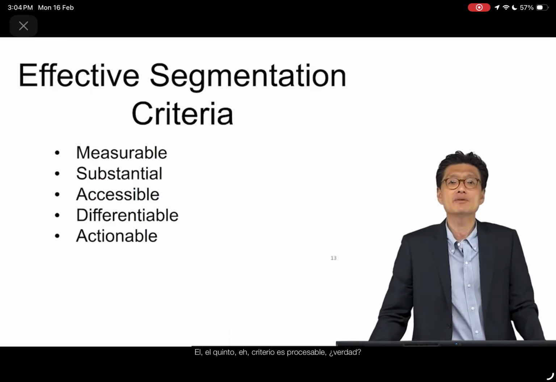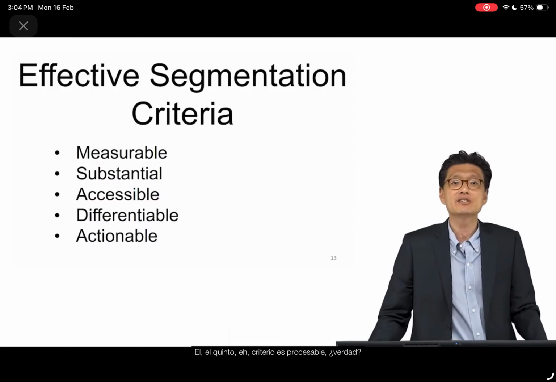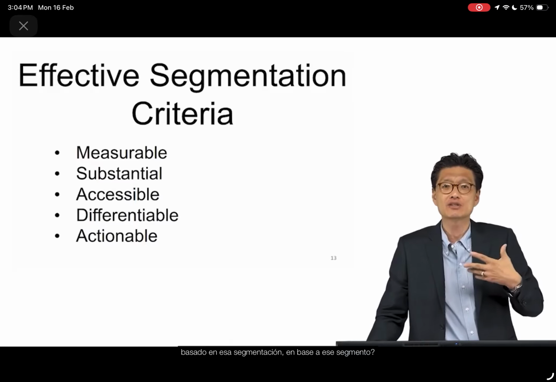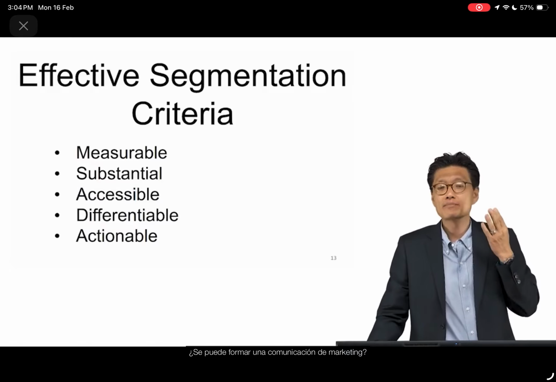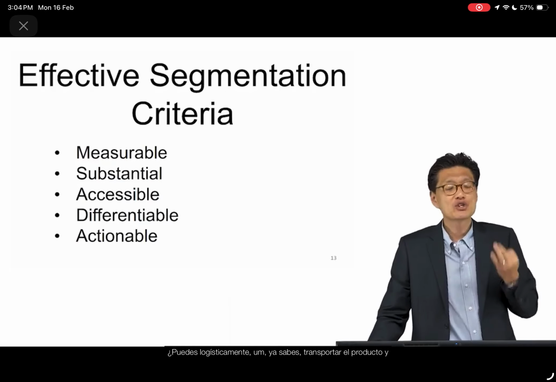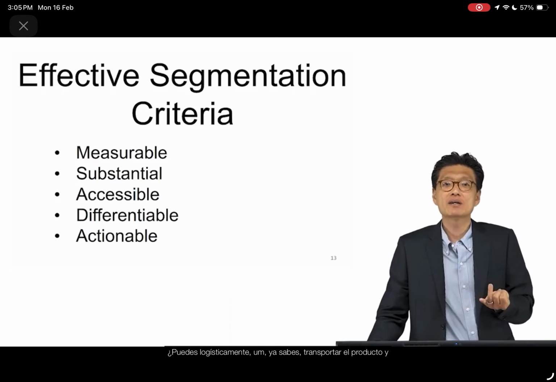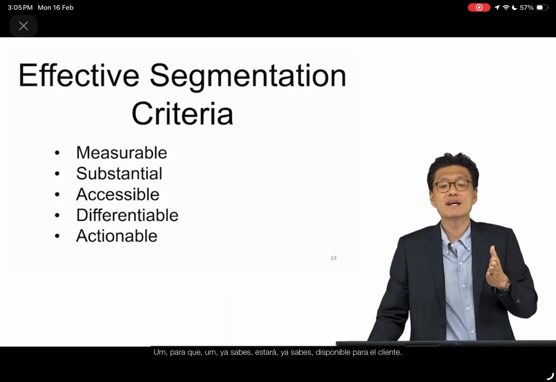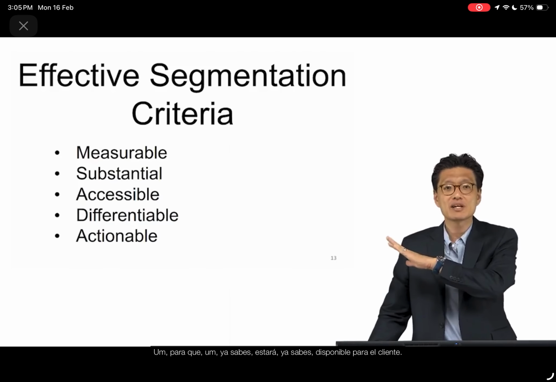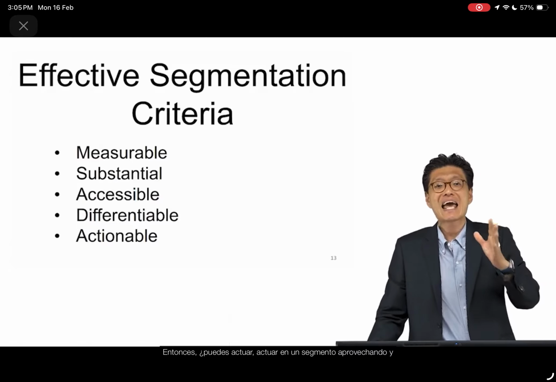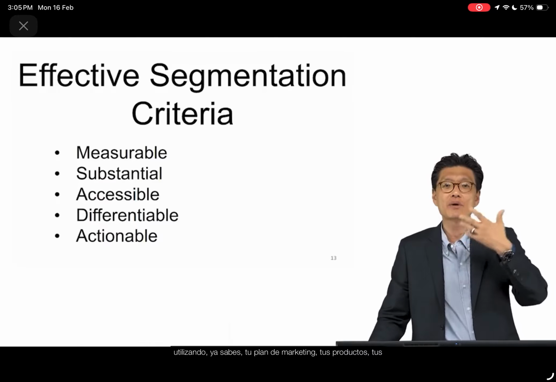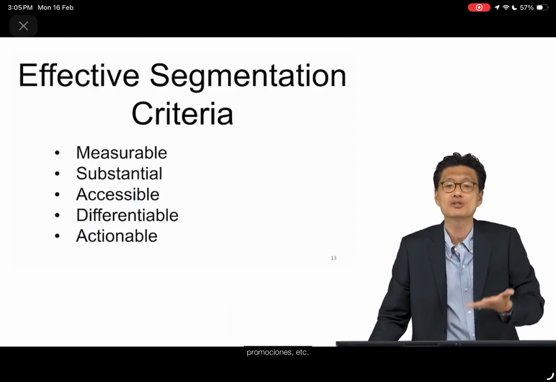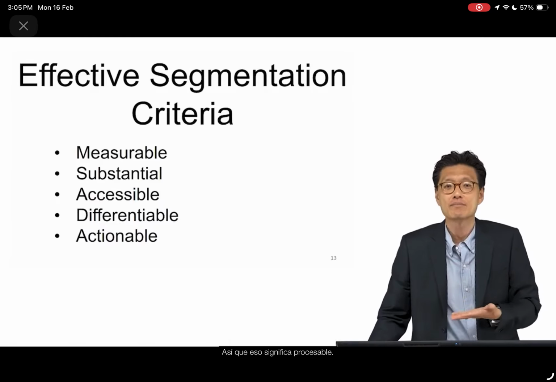The fifth criteria is actionable, right? Can you actually act upon this, implement your strategies based on that segment? Can you develop a product? Can you form a marketing communication? Can you logistically carry the product and deliver the product so that it'll be available to the customer? Can you take action on a segment by leveraging and utilizing your marketing plan, your products, your promotions, and so forth? So that's what we mean by actionable.